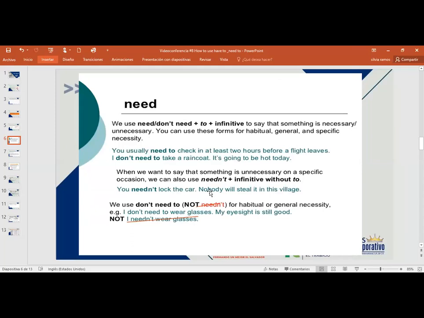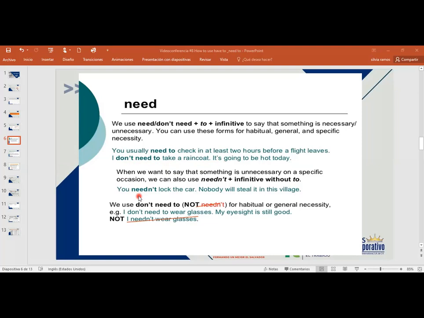Right. If we see these examples here, we said, for example, you usually need to check in at least 2 hours before a flight leaves. Right. Next one, I don't need to take a raincoat. It's going to be hot today, right? I do not need to take a raincoat. It's going to be hot today. Right? Now we have another option that is a very informal way of saying need in negative, right? We can use needn't, pero no lo recomiendo, right? Porque a veces nos puede confundir.